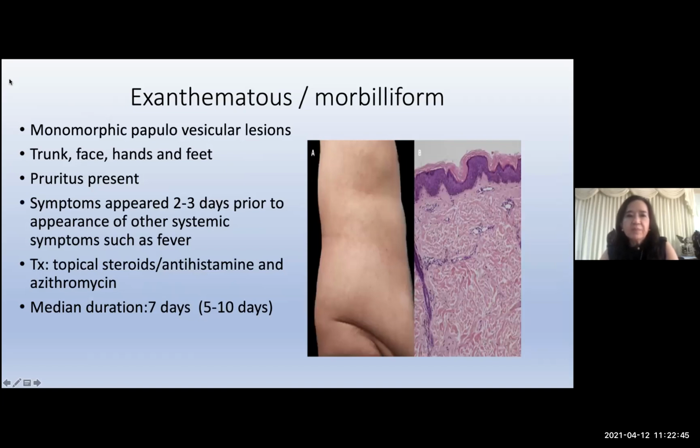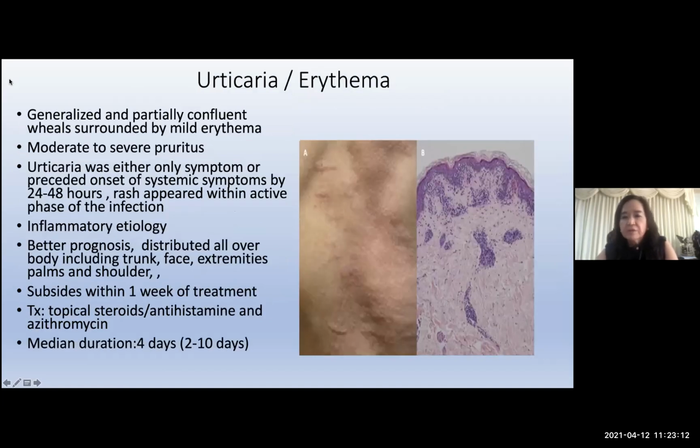Exanthematous and morbilliform lesions. These would be monomorphic papillovesicular lesions occurring in the trunk, hands, and feet with pruritus. It appeared 2 to 3 days prior to the appearance of other systemic symptoms such as fever. The treatment would include topical steroids, antihistamines, and azithromycin. The mean duration would be 7 days. Urticaria.